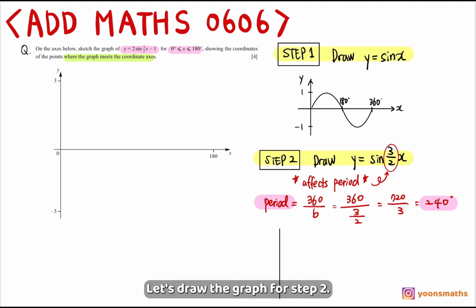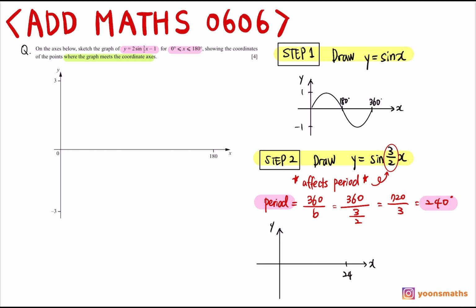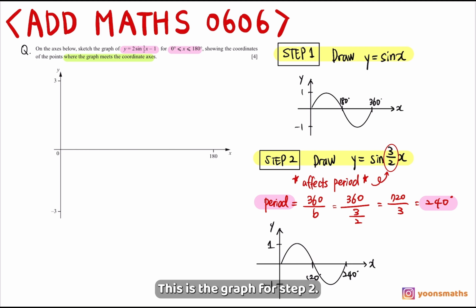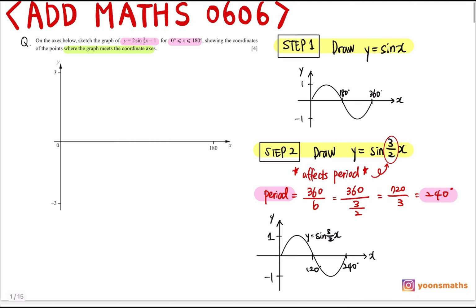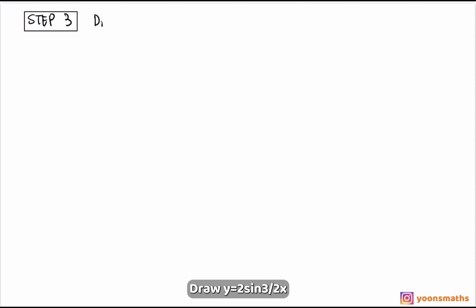So let's draw the graph for step 2. We're going to set 240 degrees, and half of it is 120 degrees. And amplitude 1 and minus 1, and the sine shape like this. This is the graph for step 2. The third step is quite clear. Let me just write down the function first. Draw y equals 2 sine 3 over 2 x.